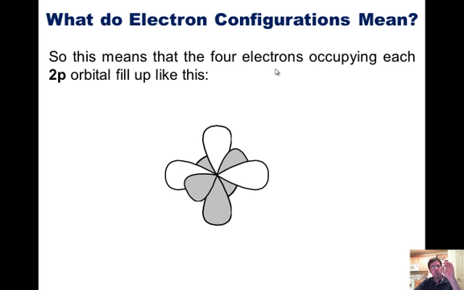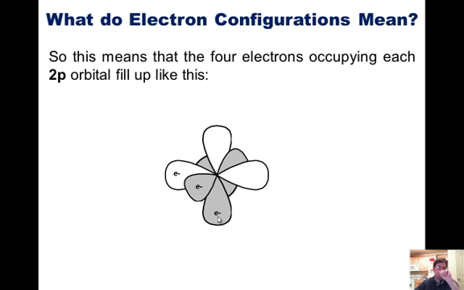So this means that the 4 electrons occupying each 2p orbital fill up like this. The first one goes here, the second one goes here, and the third one goes here. Now keep in mind that each of these dumbbells is one 2p orbital. And there are 3 total 2p orbitals, one along the x-axis, one along the y-axis, and one along the z-axis. So thus far, I've had 3 electrons be able to each occupy an orbital and not be paired.